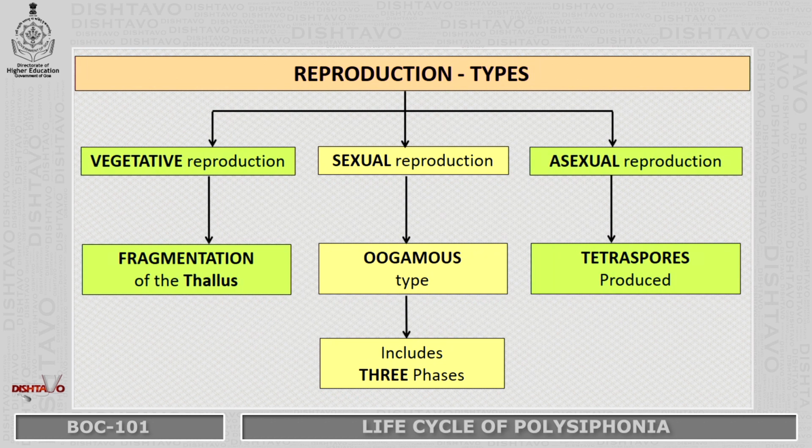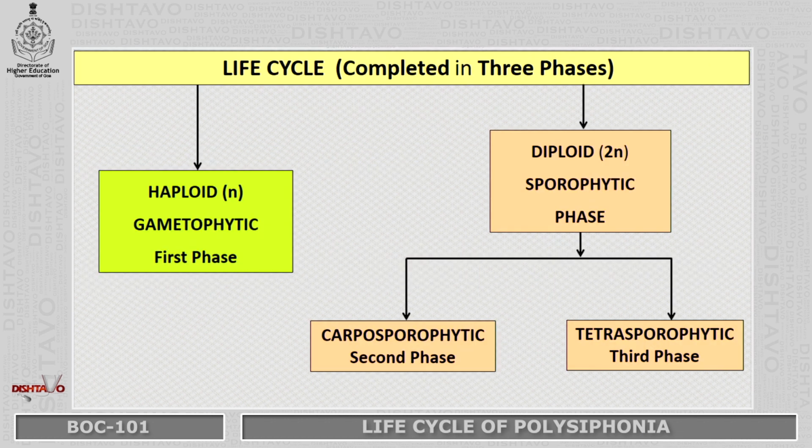These are the reproduction types of Polysiphonia: vegetative reproduction, sexual reproduction and asexual reproduction. Vegetative reproduction takes place through fragmentation of the thallus. Sexual reproduction takes place through the oogamous type and it includes three phases. And asexual reproduction is by tetraspores which are haploid. The life cycle of Polysiphonia is completed in three phases.